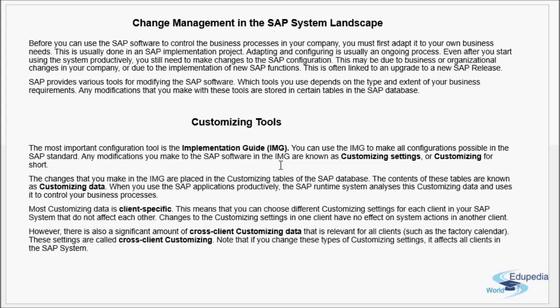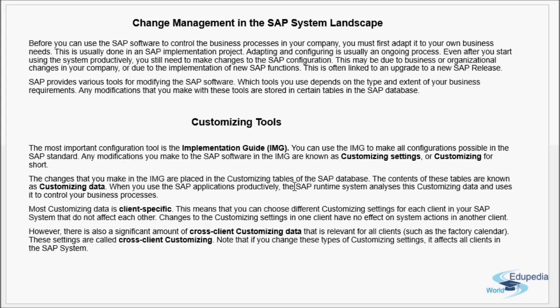In order to know that, initially we have to get accustomed to certain important terms. One of them is customizing. You can use the IMG, the implementation guide, to make changes to the standard SAP software. All those changes which you make are known as customizing or customizing settings. The changes that you make in the IMG are placed in the customizing tables of the SAP database. The contents of these tables are known as customizing data.